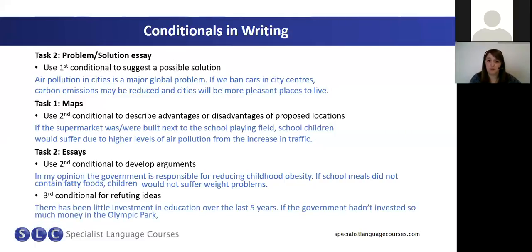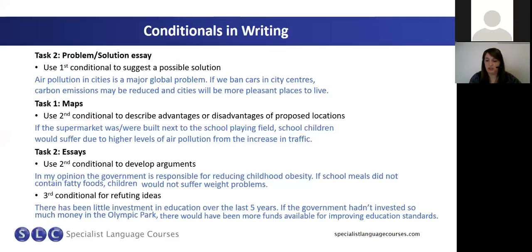There has been little investment in education over the last 5 years. If the government hadn't invested so much money in the Olympic Park, we can refute this idea: there would have been more funds available for improving education standards. So this is one way you can refute ideas in opinion essays.